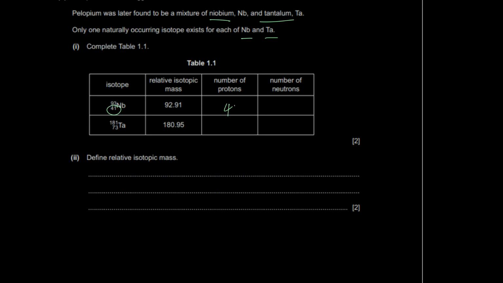Nb has 41 protons, Ta has 73 protons, and what are the number of neutrons? 93 minus 41, 181 minus 73. What do you get? You get 52 here, and 181 minus 73, 108. That's it. This is not even O levels, this is elementary school.